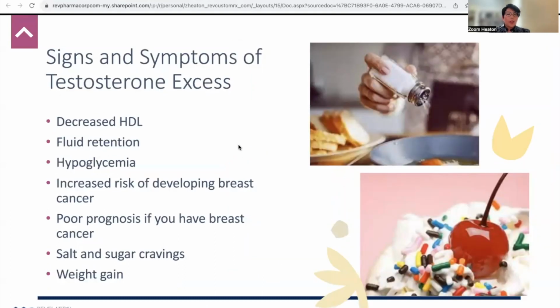So your good cholesterol, the HDL, will be lower. You'll get more fluid retention and hypoglycemia. Your blood sugar will be lower. Increased risk of developing breast cancer and poor prognosis if you do have breast cancer. And you'll tend to have salt and sugar cravings, so you want to eat. The urge to eat, again, creates that midsection bulge and, of course, weight gain.